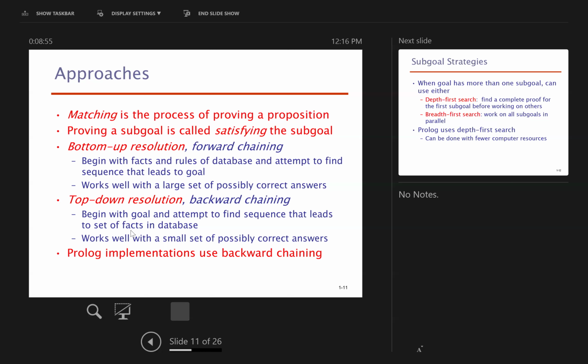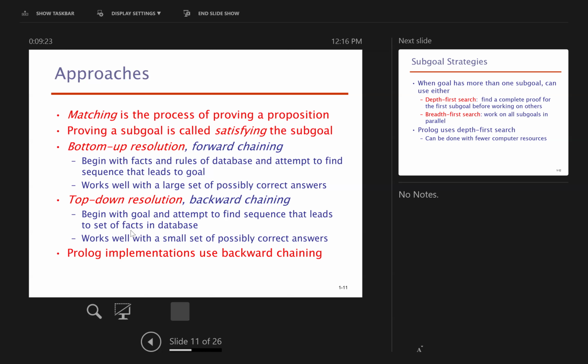So two ways, as we said: bottom-up resolution, where forward chaining means I start with the facts. Begin with the facts and the rules of the database and attempt to reach your goal, if that will lead you to the goal. That's why it's called forward. Backward means I know the goal, and I see if the goal can reach the facts, which we call top-down resolution.